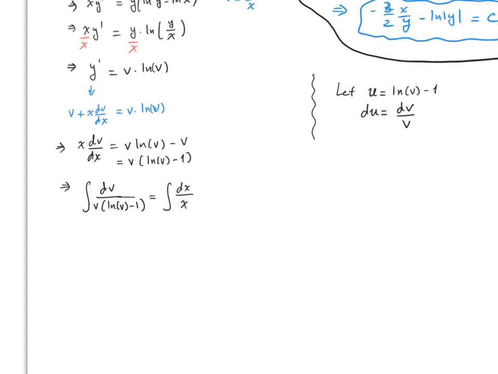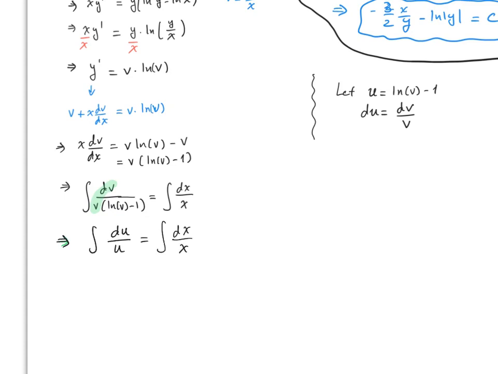Let the new substitution u equal ln of v minus 1. So that means du is going to be dv over v. Notice that that is equivalent to this part right here. So this will be the du, and this part here will be the du. So therefore from here we end up with du over u, and on the right side we have a very easy integral.